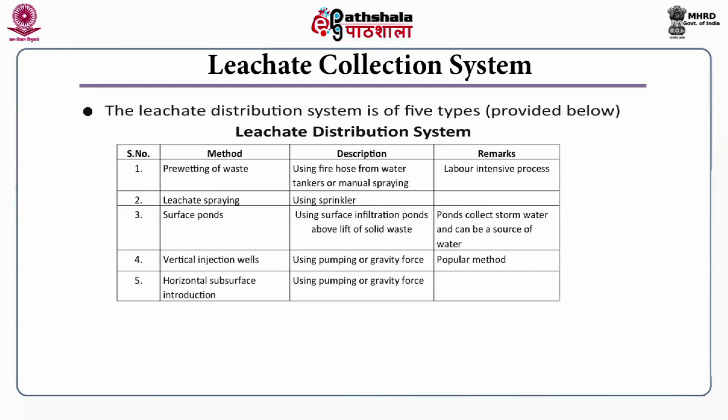The leachate distribution system is generally classified into 5 different types, and the table provides them. For pre-wetting the waste, you can use a fire hose from water tankers, or manual spraying can be done. It is generally a labor intensive process. The second method for leachate spraying is to use a sprinkler. Third, for surface ponds, you can use surface infiltration ponds above a lift of solid waste. The fourth one is vertical injection wells, where you use pumping or gravity force, which is a popular method. The fifth one is horizontal subsurface introduction, where again you use pumping or gravity force.